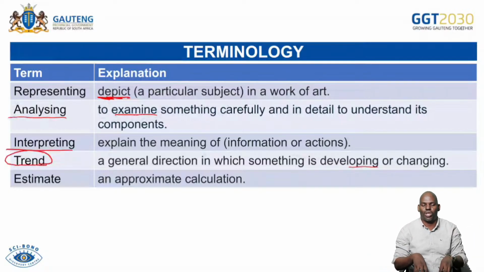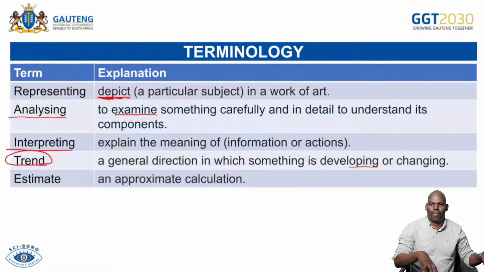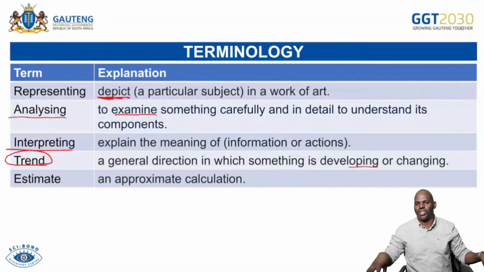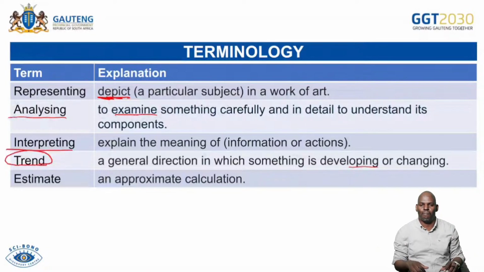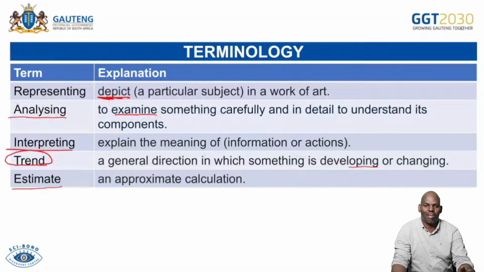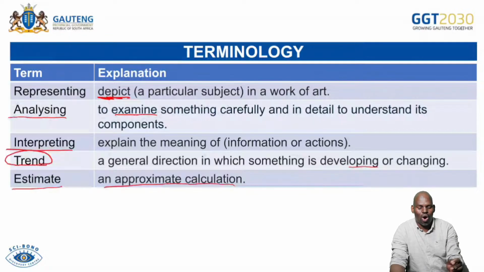Let's say in 2025 the number increased, but maybe in 2026 the number would decrease, and then in the following year you'll find that the number in 2026 and 2027 is the same, so therefore we'll say the number is stable. And then when we say estimate, we mean give an approximate value or approximate calculation.